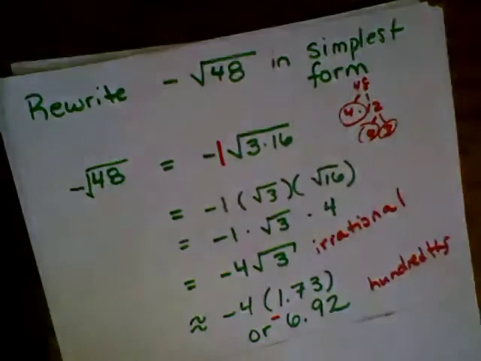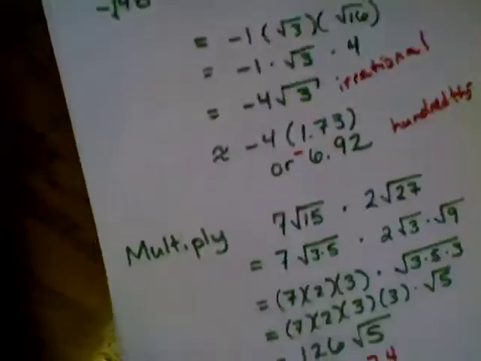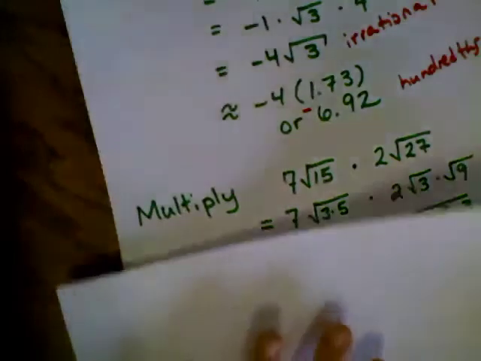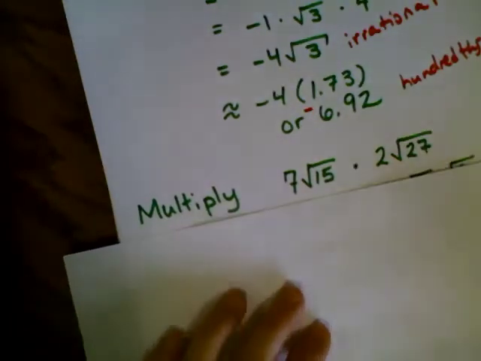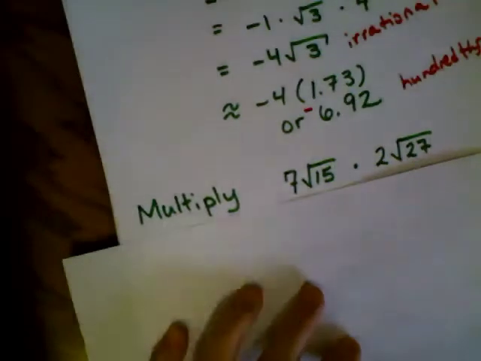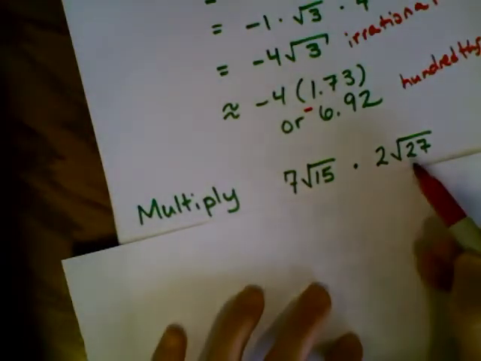Okay. One more example on this video, and then we'll go to part 3. We want to be able to use these skills we've talked about to simplify products and quotients, but let's just look at this product. 7 times square root of 15 multiplied by 2 times square root of 27.